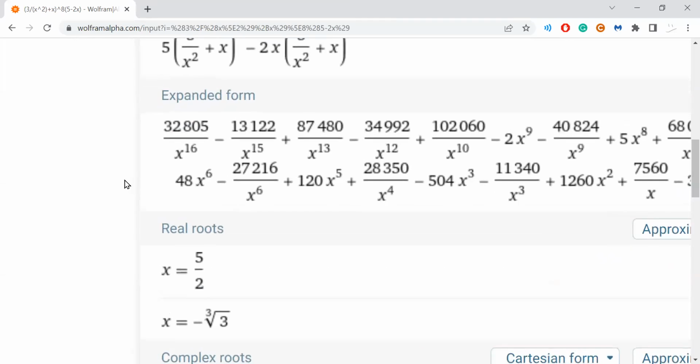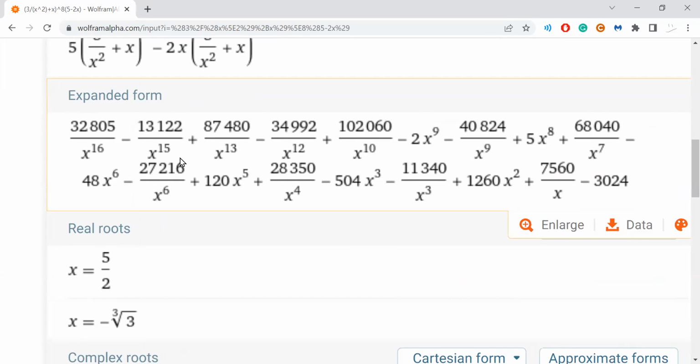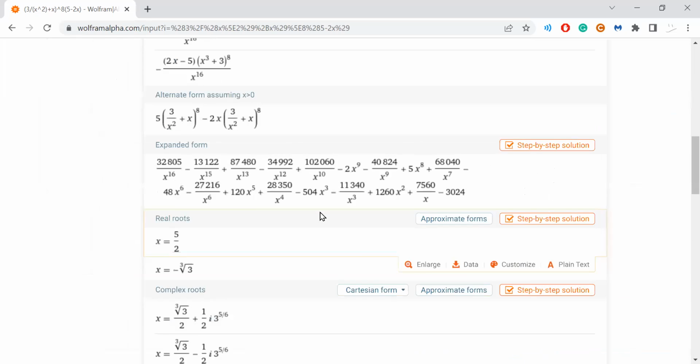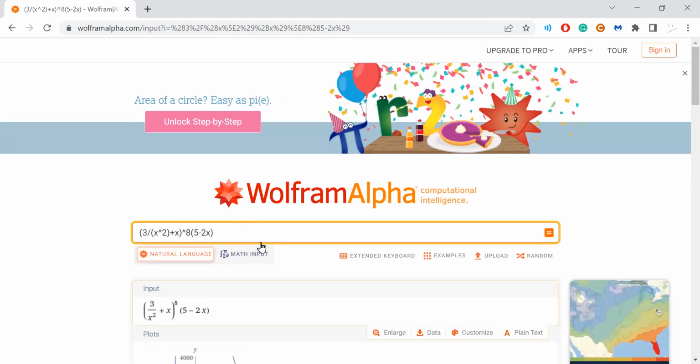Can you see or not? They do it for you. Then you can use this to help you double check. What we wanted, we wanted the constant, right? Negative 3024, right over here. Computer can do it way faster, but the purpose of the lesson is to do it manually. This one is to help you to check. Okay. Yeah, you can use Wolfram Alpha if you want.